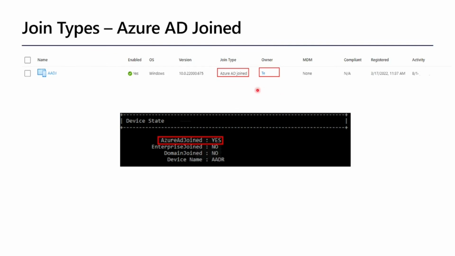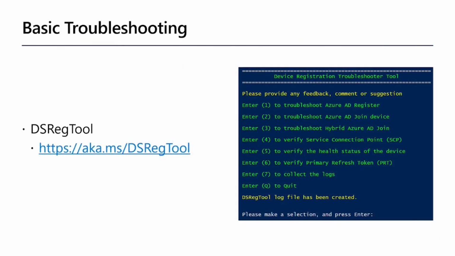For Azure AD joined, if we went to Azure Active Directory device object, we should see Azure AD joined as a join type, and we're going to see an owner because this join type is performed by a user. And also we should see date and time under registered column. And if we went to the computer itself and we run dsregcmd /status command, we should see Azure AD joined equal yes. Additionally, we can use dsregtool to troubleshoot the most common device registration issues and to verify the health status for our devices.